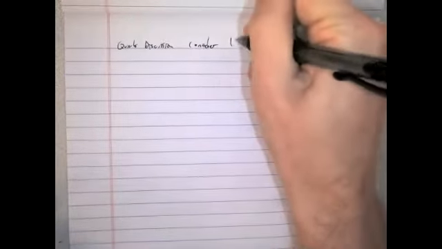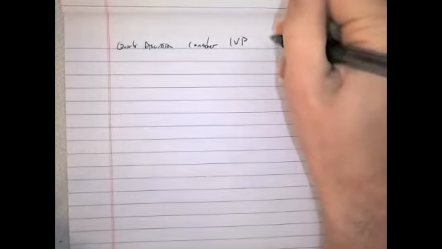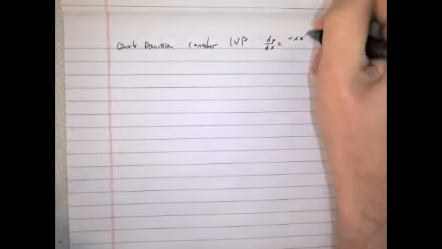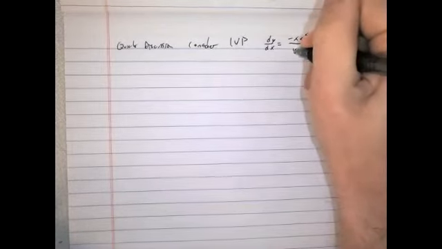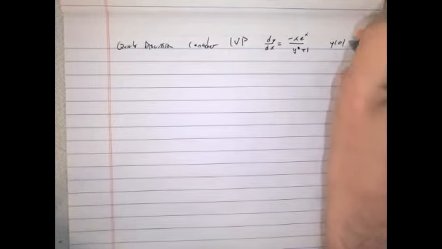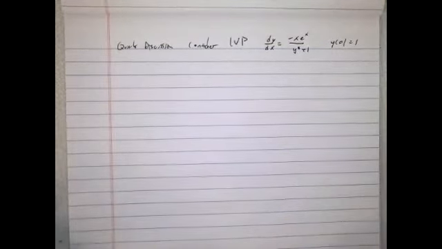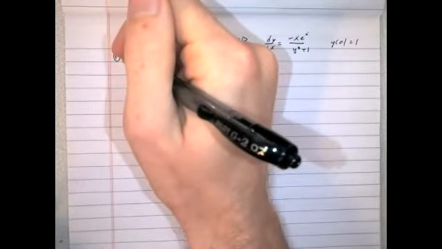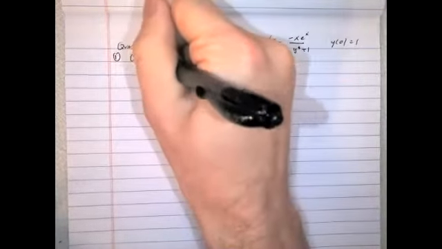Consider the IVP associated with dy over dx equal to negative x e to the x over y cubed plus 1, with y of 0 equal to 1. The first part of the problem was: what is the order, and is it linear or nonlinear?